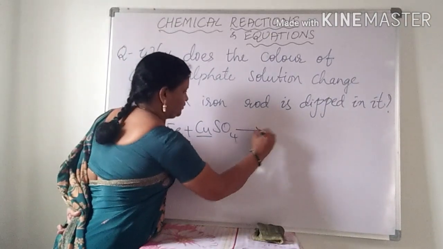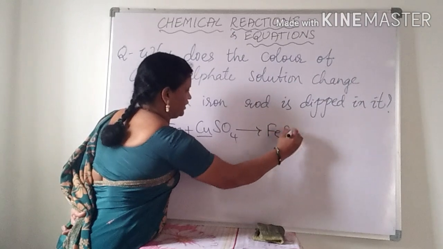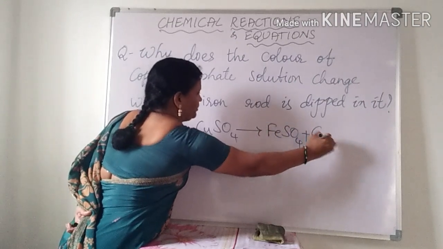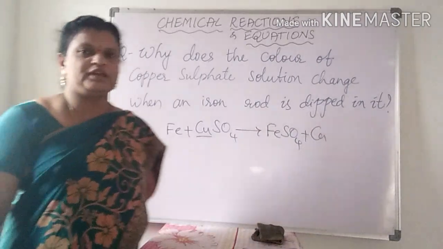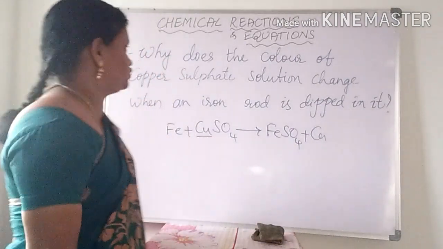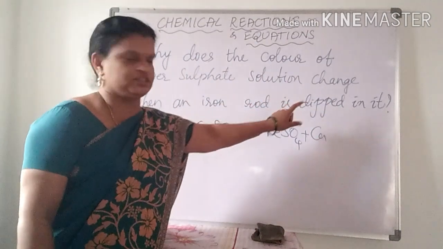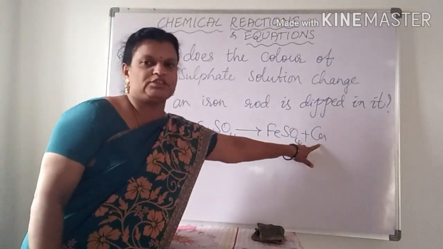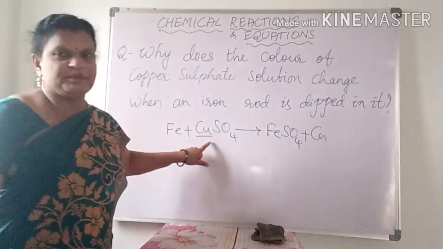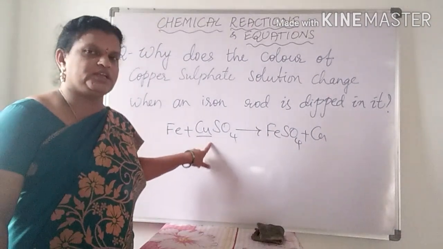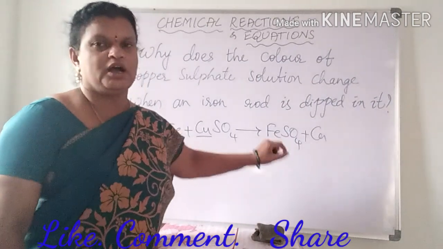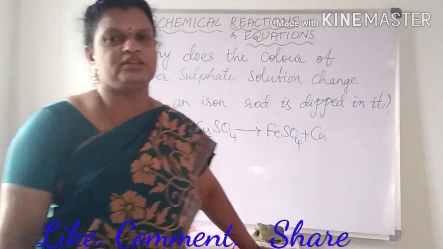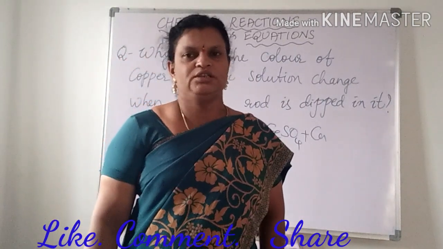So that is why we get a solution of iron sulfate, and along with that copper deposition takes place on the iron. That is the reason the color of the iron rod changes, and the copper sulfate solution also changes. The iron rod gets a deposition of copper on it, and the copper sulfate solution, whose color is blue, slowly converts into green color because of the formation of iron sulfate. So this is the reason why the color of copper sulfate solution changes.